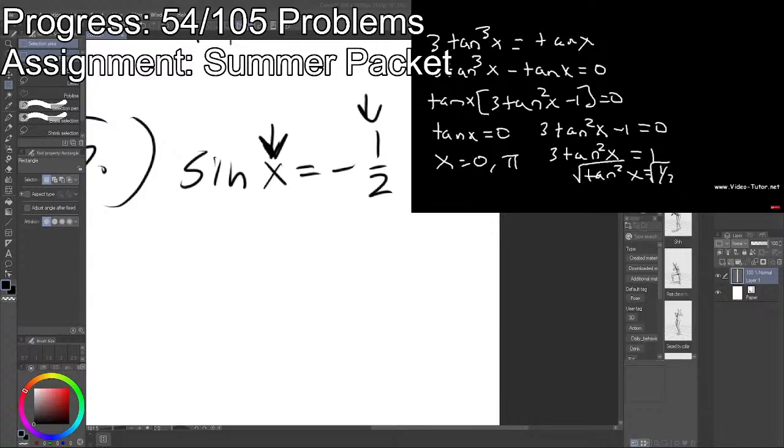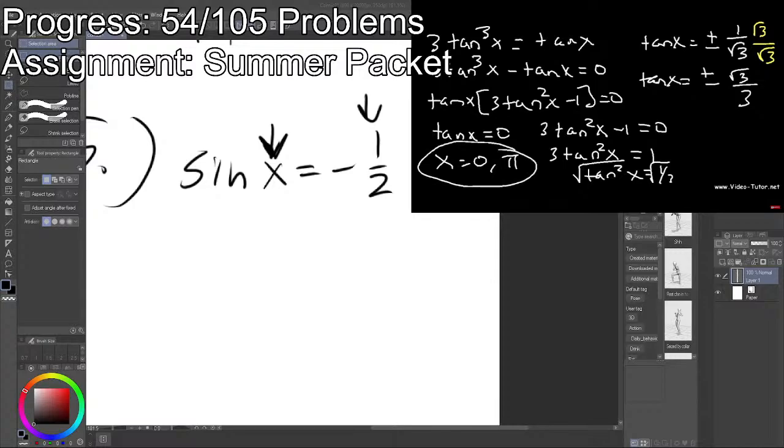So if we take the square root of both sides, the square root of 1 is 1. And so we have 1 over root 3. If we rationalize it, if we multiply top and bottom by radical 3, tangent x, therefore, is equal to plus or minus root 3 over 3.